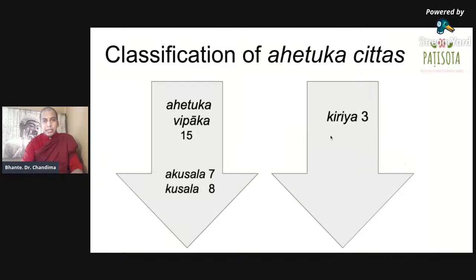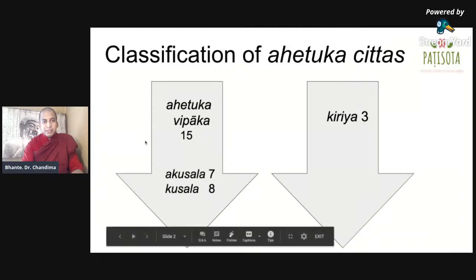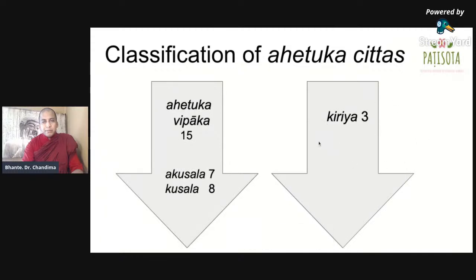Okay, there are 3 kiriya chittas. Kiriya chittas are functional chittas. They don't arise because of a karma. Now in here you see these 15, they arise because of a karma. But these 3 do not arise because of a karma. They are just functional chittas.